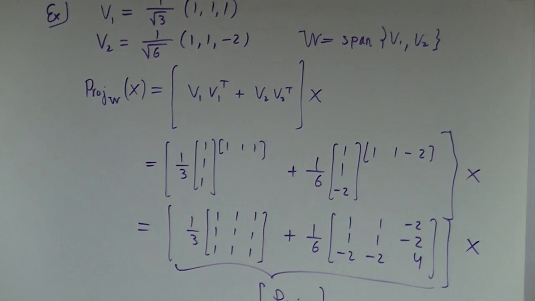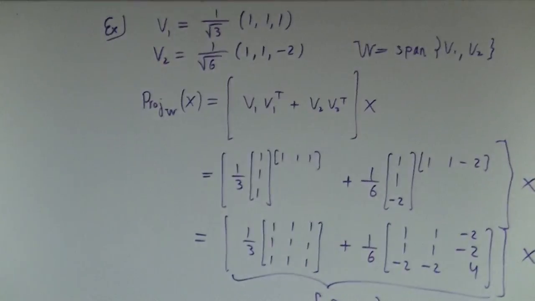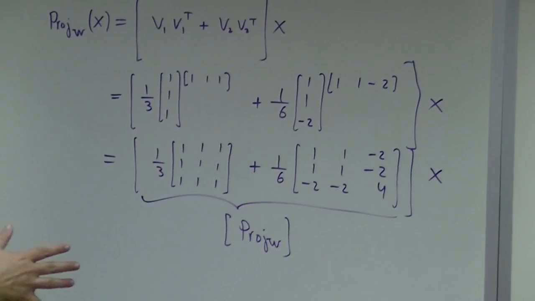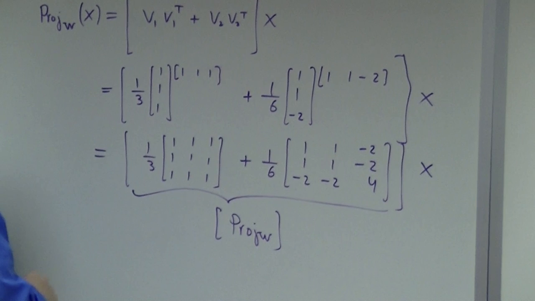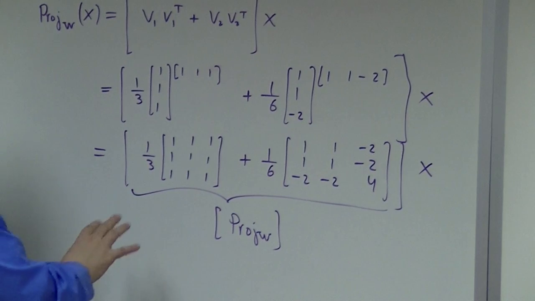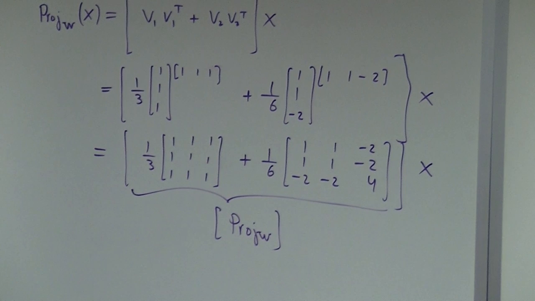If you wanted something that projected just onto the span of V1, which matrix would you use? Would it be just the first part of this? So, anyway, do you notice anything special about these matrices? Symmetric, yeah. They're symmetric, right?